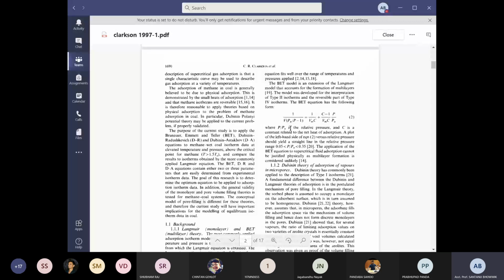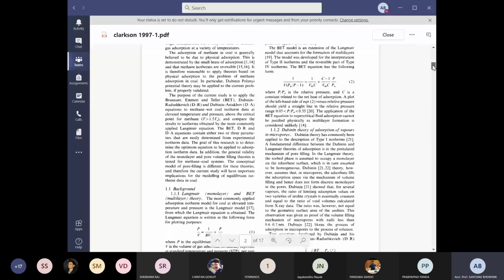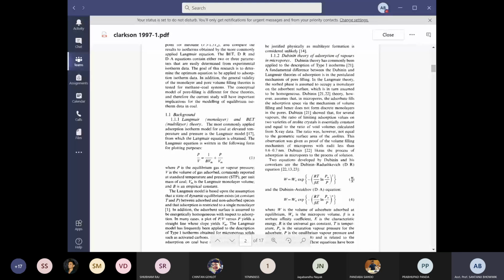So they have taken three different concepts and four different equations. First is the Langmuir concept with the Langmuir equation. Second is the BET model, the Brunauer, Emmett and Teller equation, which is valid for the multilayer based on the concentration gradient. And the third concept is the Dubinin theory, with two different equations, Dubinin-Radushkevich and Dubinin-Astakhov. The main difference between the DR and DA equations is that there is an exponent in the Dubinin-Radushkevich equation.